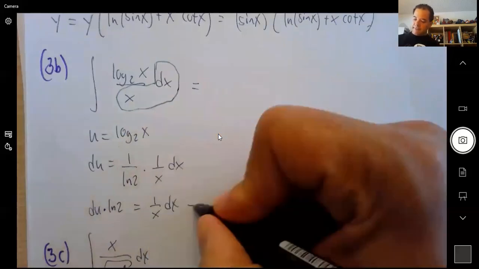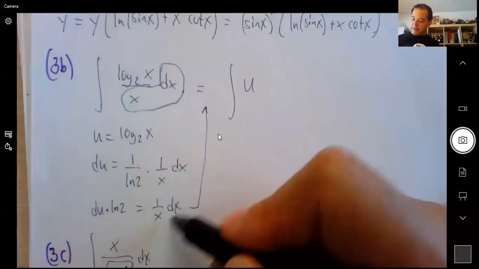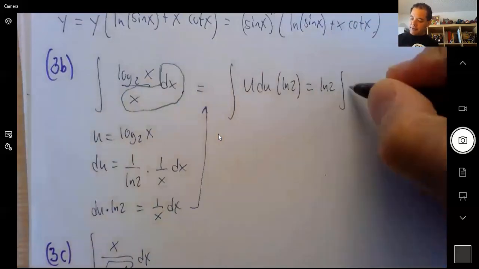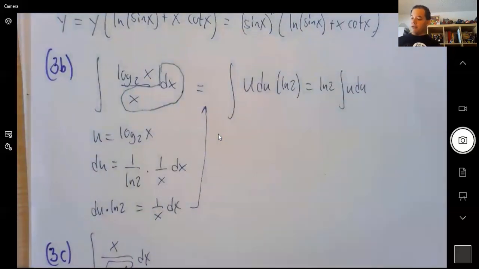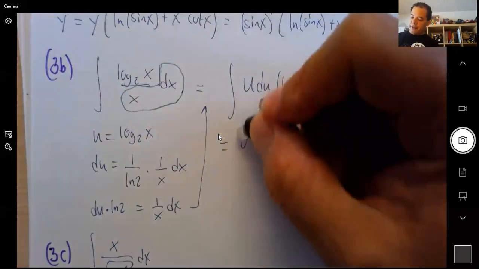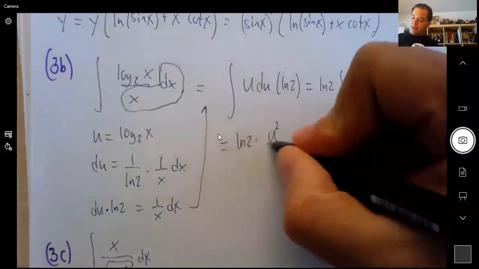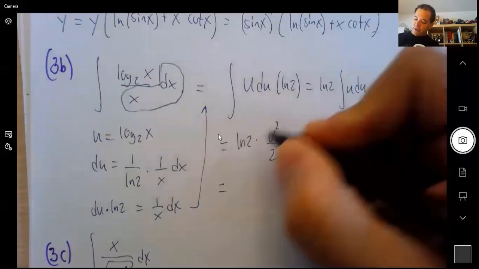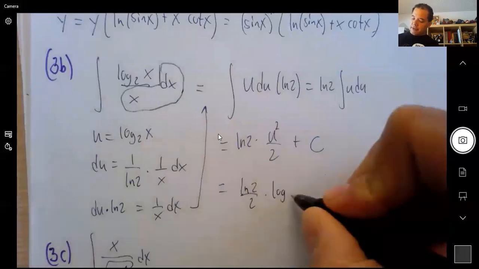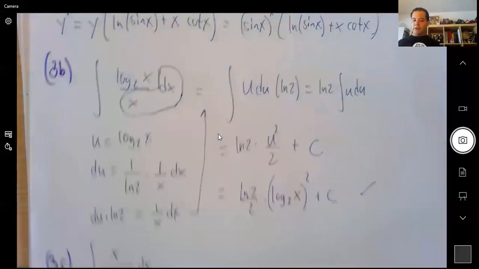So that's what we do here. This will become u, if that's the logarithm. And then the dx over x is du times ln2. Now ln2 is just a constant. We can take it out of the integral. And now all we need to do is integrate u. And that's u squared over 2, right? So this is ln2 times u squared over 2 plus c, and u is logarithm base 2 of x, so that's ln2 over 2 times logarithm base 2 of x squared. And that's it. We are done, right?